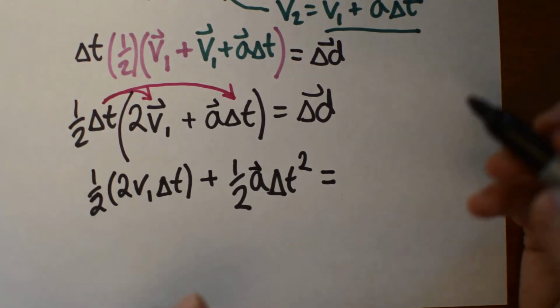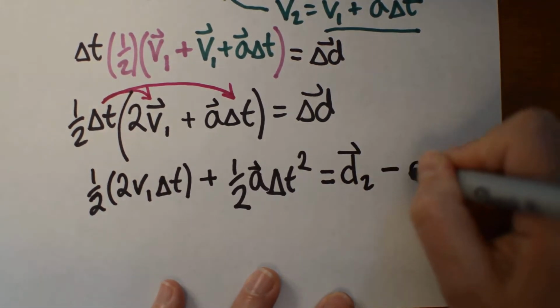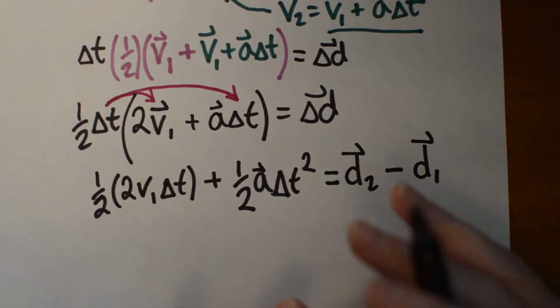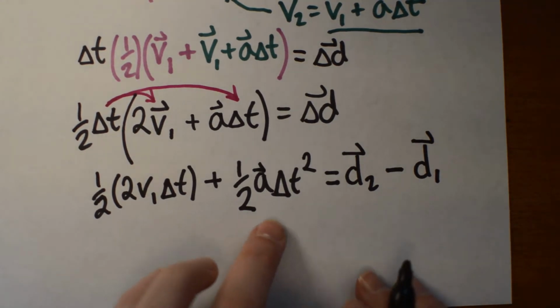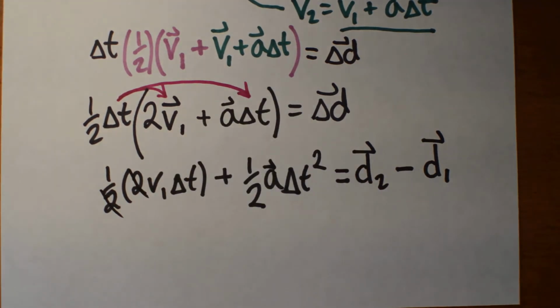I'm going to expand that though. A change in position is a d2 minus a d1. Let's clean things up a little bit here. This term is already nicely cleaned up. This term needs a bit of work. I've got a half and I have a 2. Those cancel out. So I just have v1 delta t here.